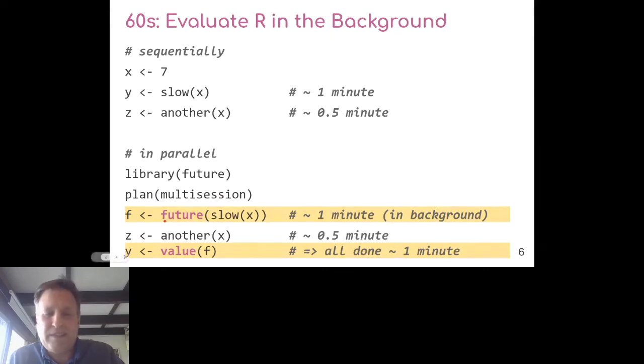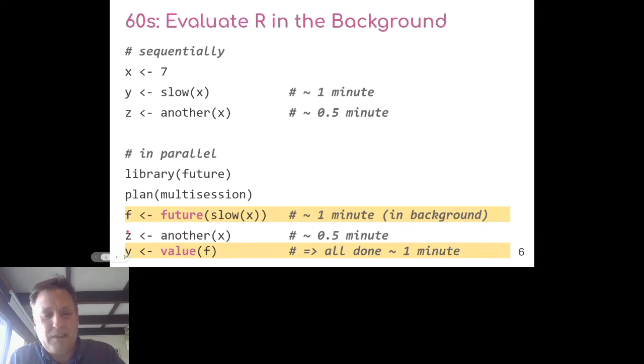And that means we don't care about the result right now, but sometimes in the future we want to know the results. So this function takes the expression, wraps it up, sends it to the background worker, and gives back a handle to it, which I call f here. And that returns immediately, basically. So now we're free to do other things in our main R session.